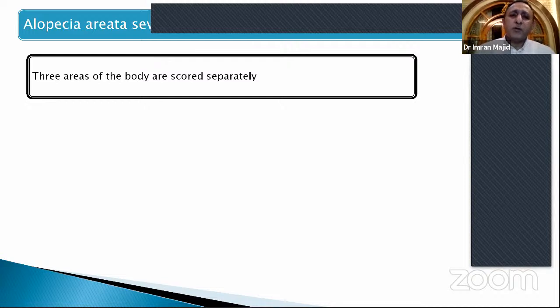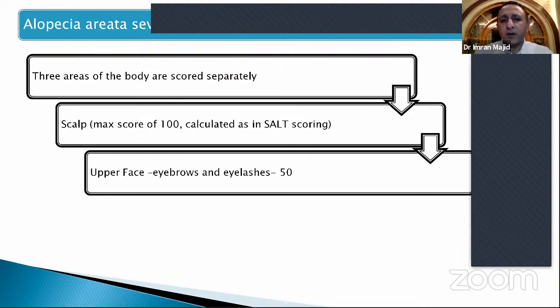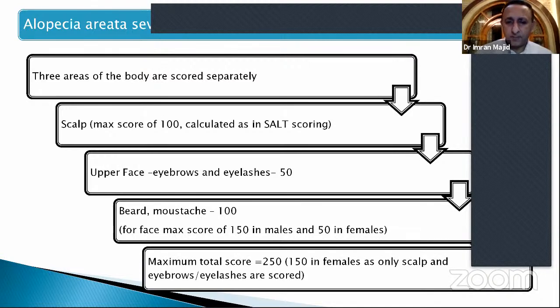So how do we do this scoring? We basically assess three areas of the body. The scalp, and we give a score of 100 as we use in SALT scoring. Then we assess the upper face, that means the eyebrows and eyelashes, and we give a total score of 50 to these areas. And then we assess the beard area, and for beard and mustache, we give a total score of 100. So for the face, the maximum score is 150 in males because that includes both beard and mustache. And in females, the total score for face is 50 because in them the beard is not important.